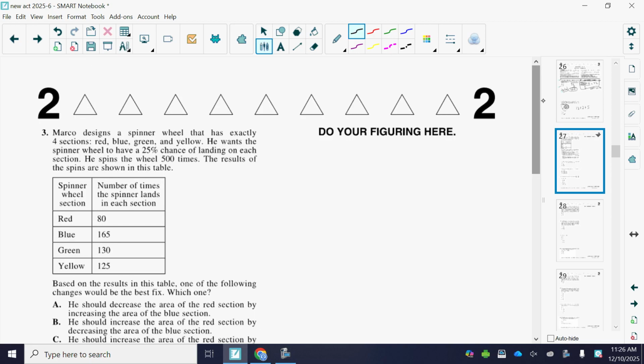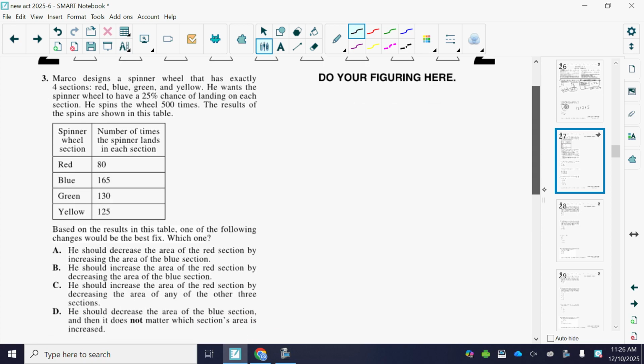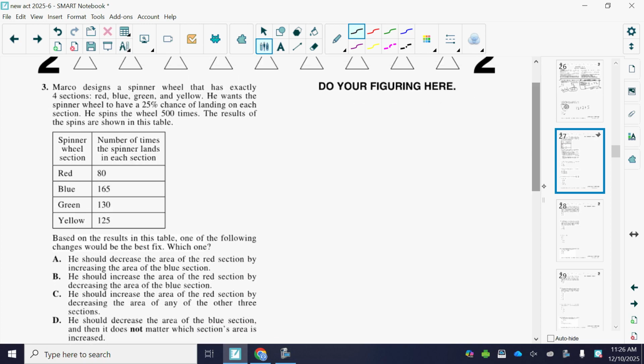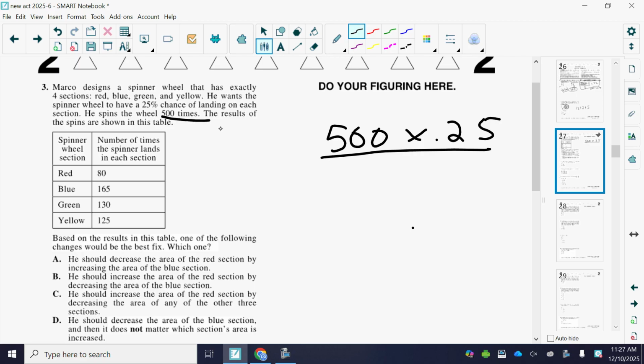Okay? This is a cool one about probability. They love this stuff. There's a 25% chance of landing on each item. So if it's 500 spins, he should land 25%, 125. Will they all be exactly 125? Heck no. Some will be more, some will be less. But you'd have to agree with me that the red is significantly lower, huh?